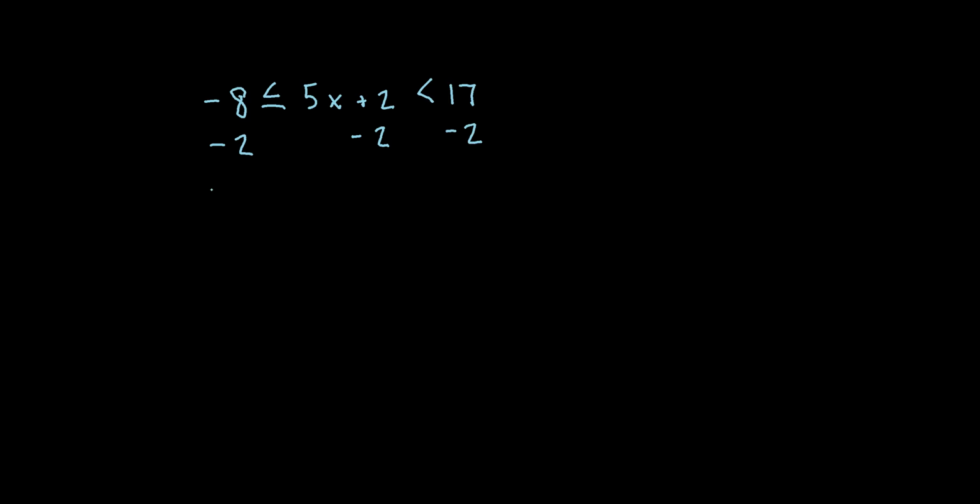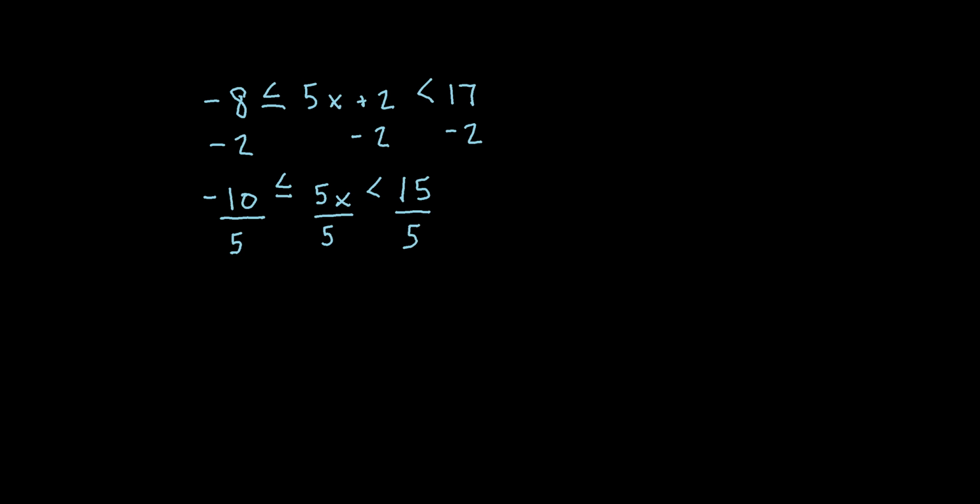So that leaves us with negative 10 is less than or equal to 5x, which is less than 17 minus 2, that's 15. Now to get this x all by itself, we need to divide by 5. And if we divide this middle term by 5, we have to do the same thing to these outside terms. Divide by 5, divide by 5.